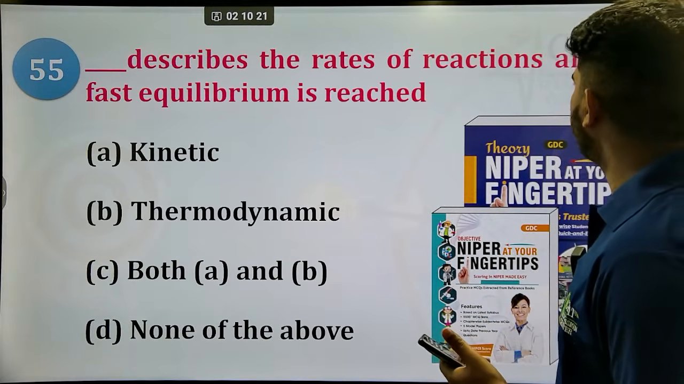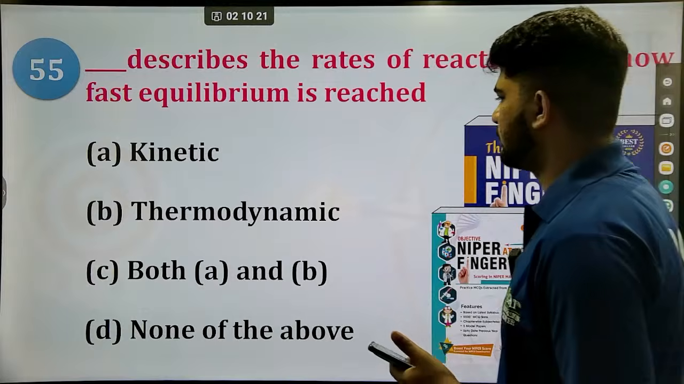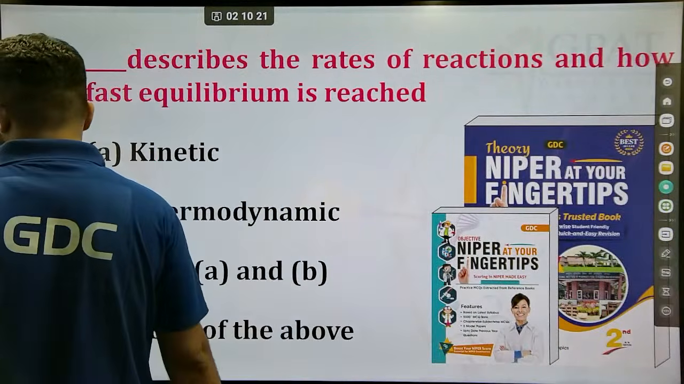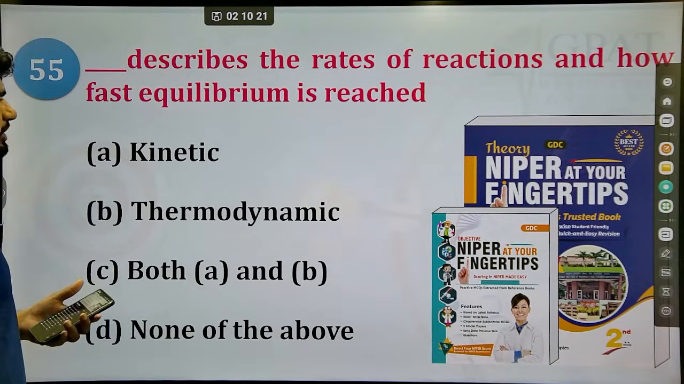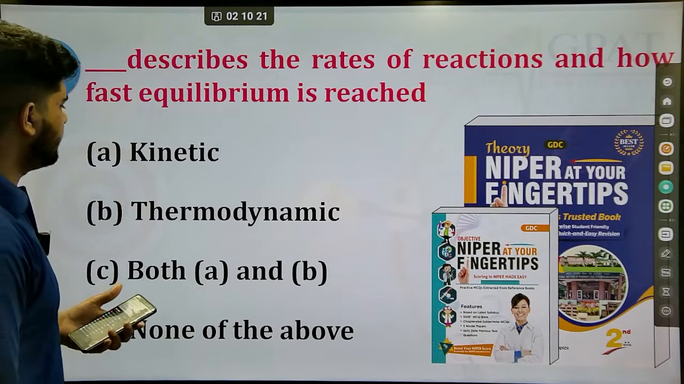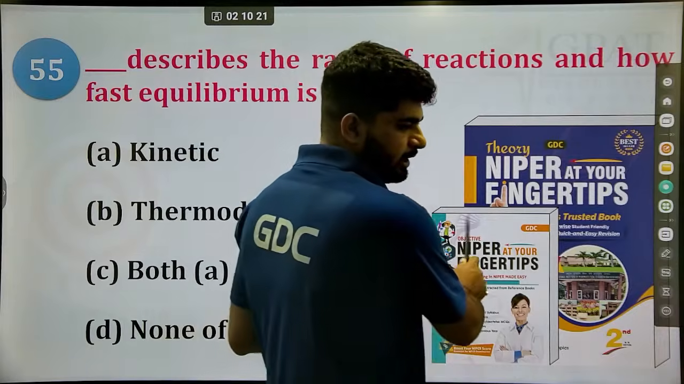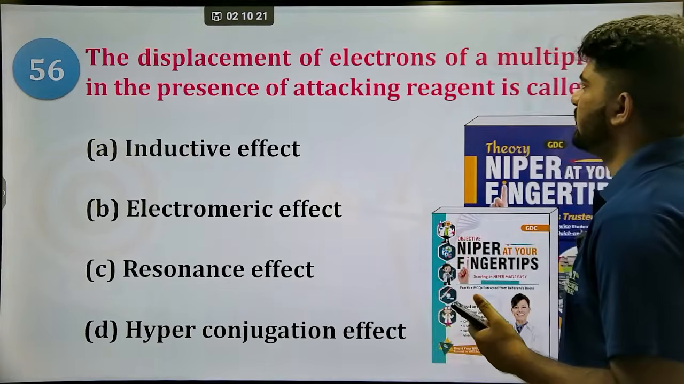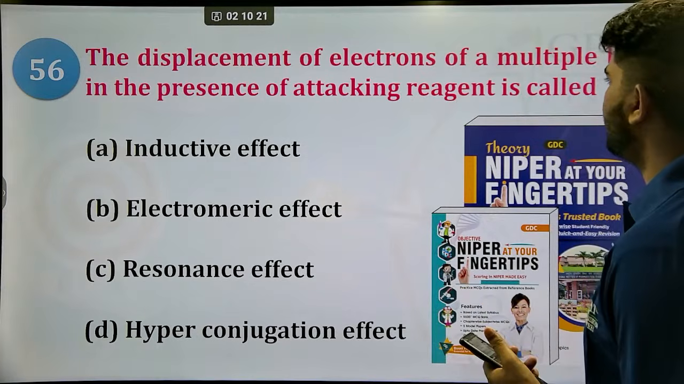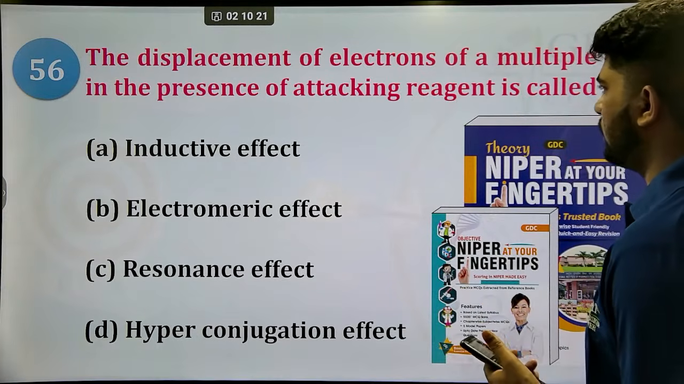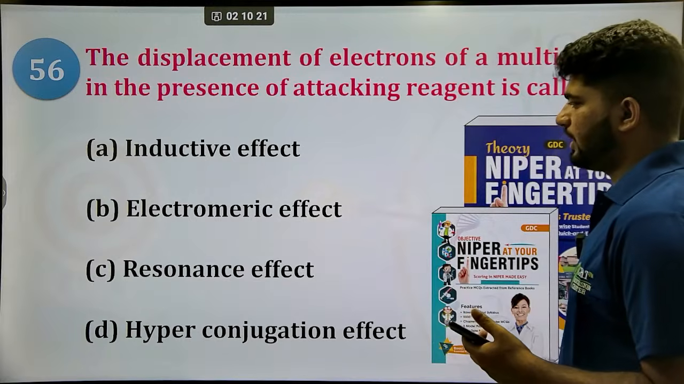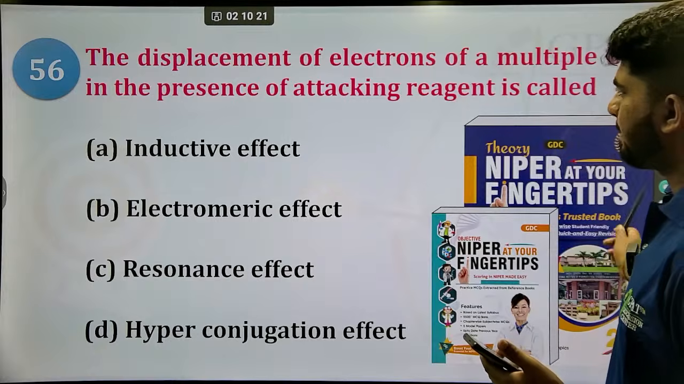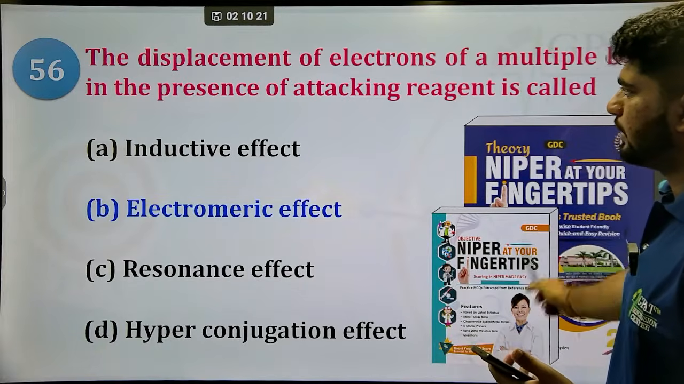Dash describes the rate of reaction and how fast equilibrium is reached. Kinetic, thermodynamic, or none of the above. Thermodynamic, obviously, would be A or B. Kinetic, okay, kinetic is the correct answer. The displacement of electrons of a multiple bond in the presence of an attacking reagent is called inductive effect, electromeric effect, resonance effect, or hyperconjugation effect. Yeah, that is your electromeric effect over here.